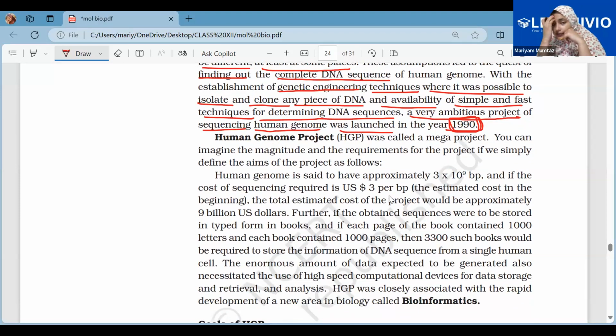Now, the Human Genome Project was a mega project. Why? Because imagine one person and one person's genome. It is a very, very huge thing. Now, the human genome is said to have approximately 3 × 10^9 base pairs. Imagine. Meaning how many adenine, thymine, guanine, and cytosine are there in our body. That is what they wanted to find out. Now, if the cost of sequencing required is US $3 per base pair, then the total project will cost 9 billion US dollars. That is why this was a mega project.